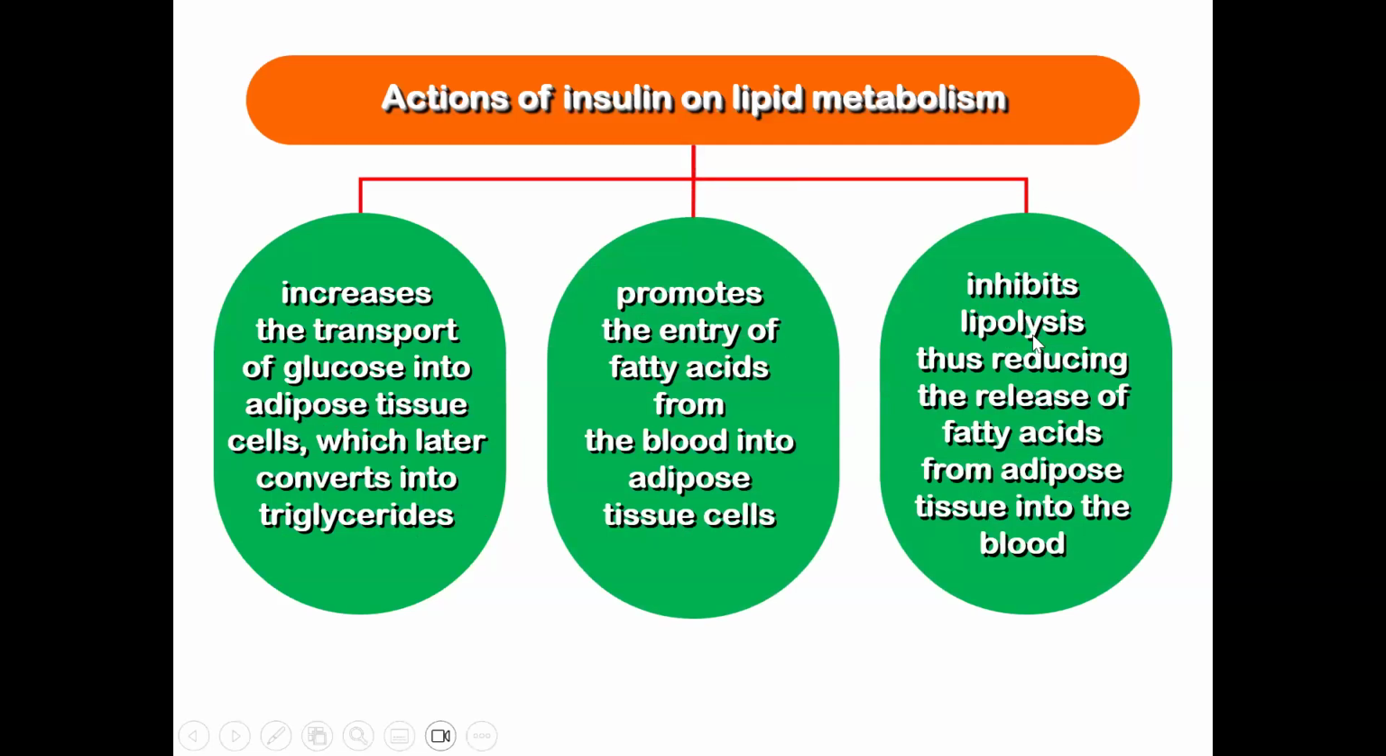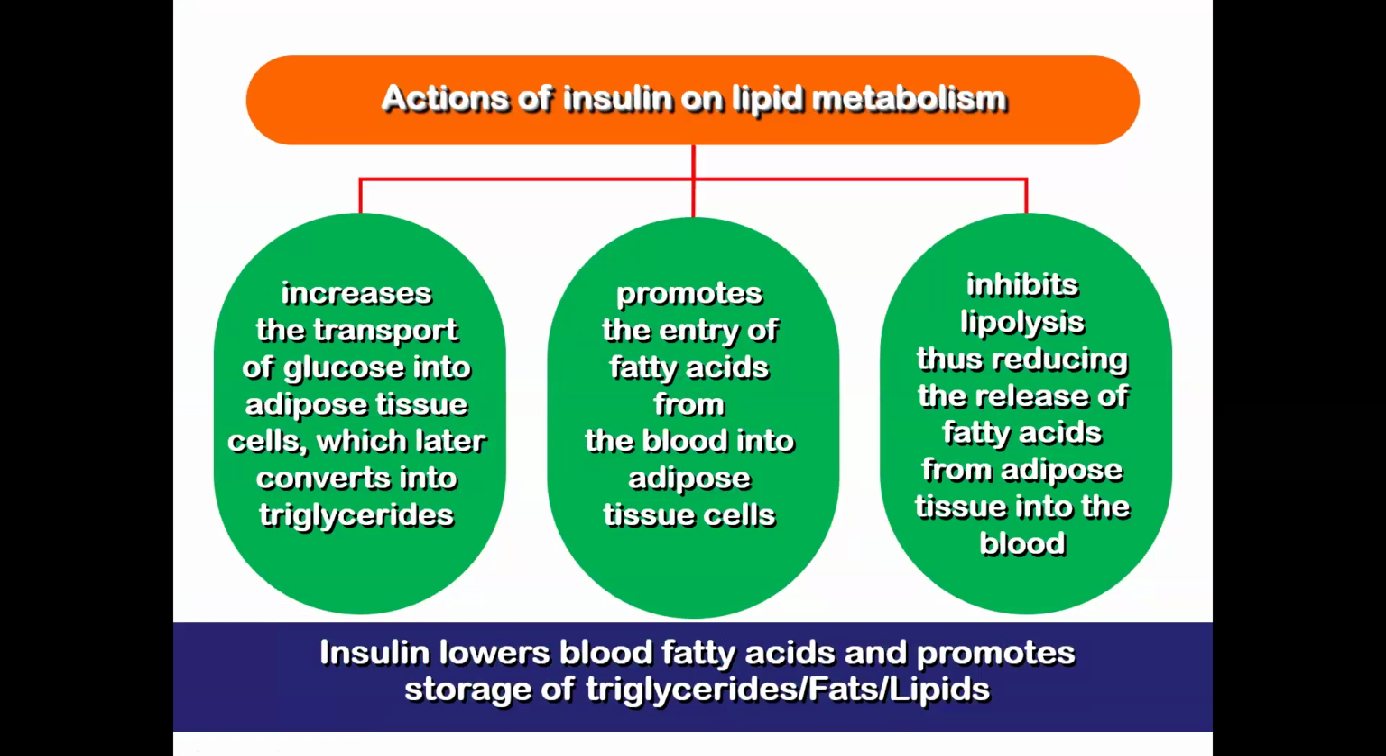So by inhibiting lipolysis and by increasing the entry of glucose and fatty acids into the adipose tissues, the insulin increases the synthesis and storage of triglycerides or the fats. So insulin decreases blood fatty acid level because it is promoting the entry of fatty acids from the blood inside the fat tissues. So blood fatty acids will decrease, and it will promote the storage of triglyceride and fats.